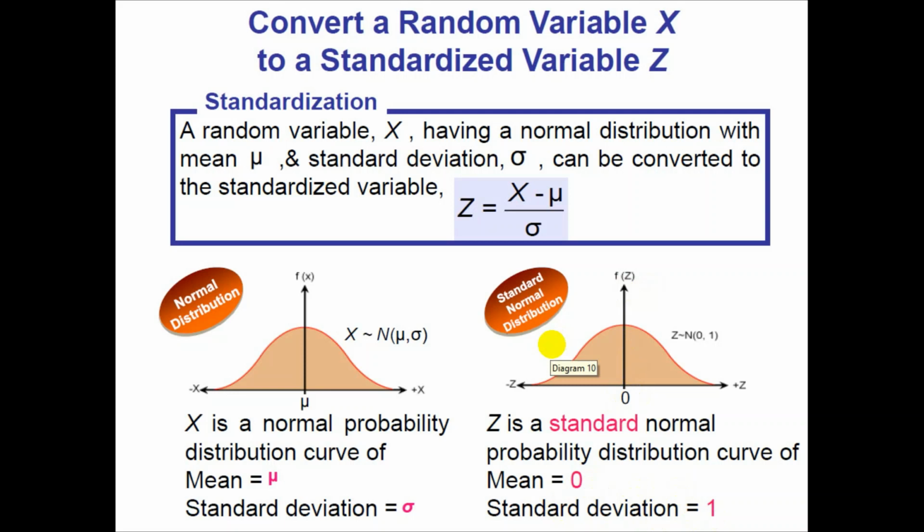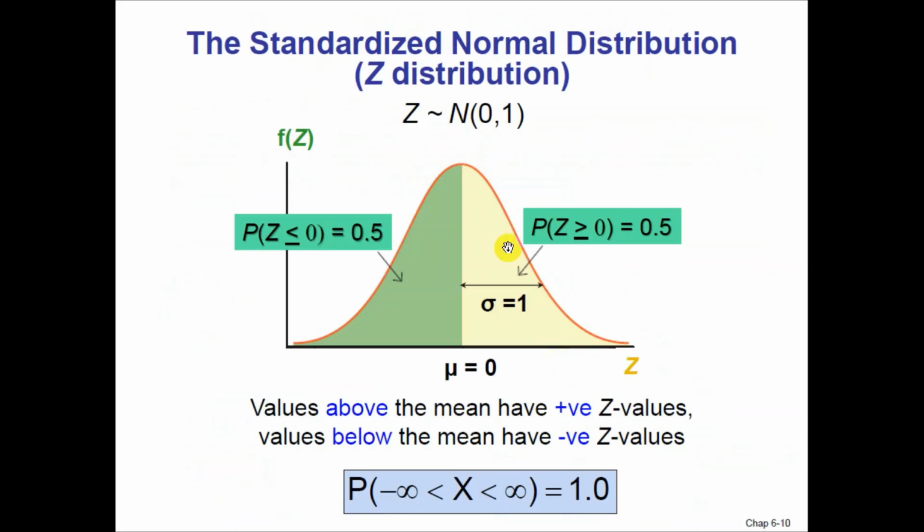Why do we need to do this? Because we need to use the standard normal distribution table later to read the probability values. This is a standardized normal distribution where the center is the mean equal to 0, and the spread is the standard deviation equal to 1. As you know, the curve follows a bell shape which is symmetric.